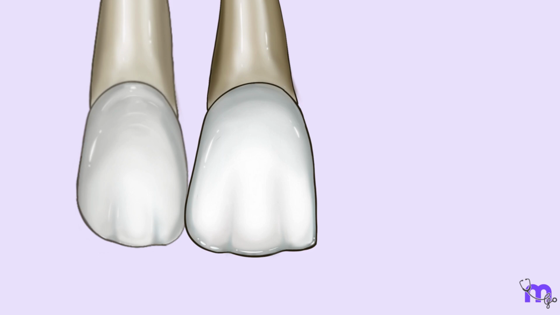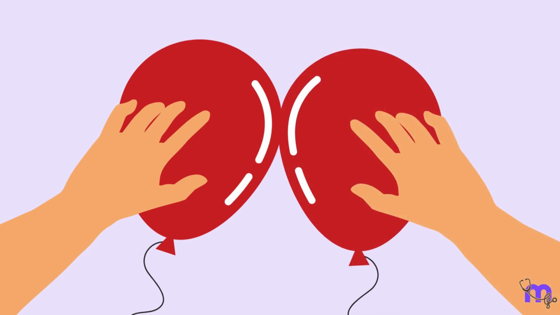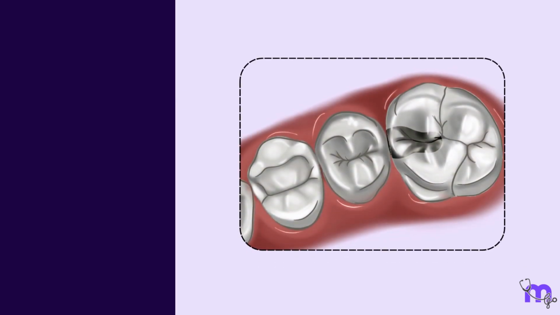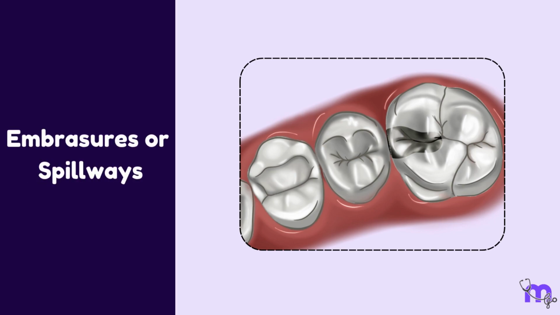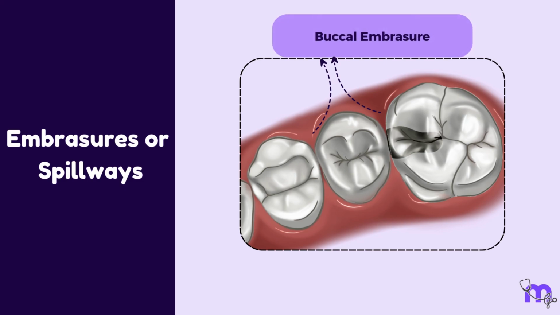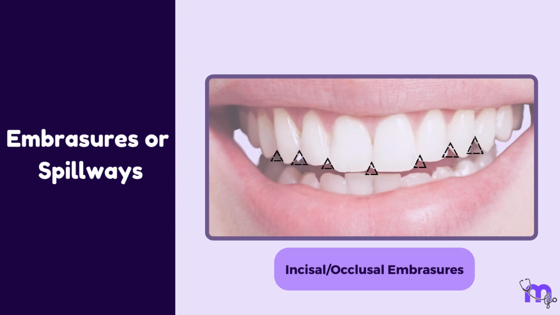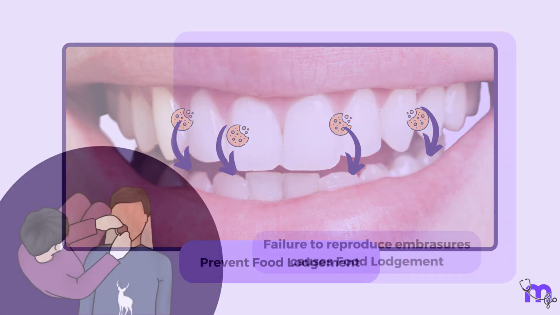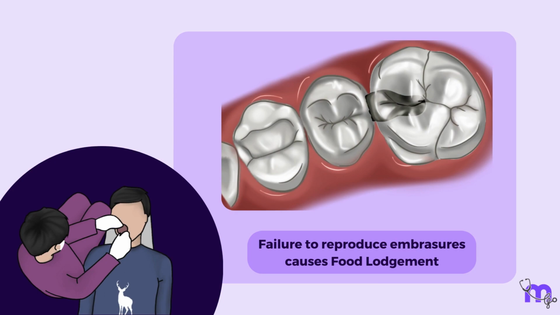Let's expand this view. When two curved surfaces meet each other, they create triangular spaces all around. For example, if you bring two balloons into contact, you'll notice triangular spaces above, below, in front, and behind the point of contact. Similarly, in the oral cavity, these triangular spaces formed when two teeth are in contact are referred to as embrasures or spillways. These embrasures can be categorized as labial or buccal embrasures, lingual embrasures, and incisal or occlusal embrasures. Their crucial function is to allow food to escape from the chewing surfaces of the teeth. Failure to accurately replicate these embrasures can lead to issues such as food lodgement, causing discomfort for the patient.